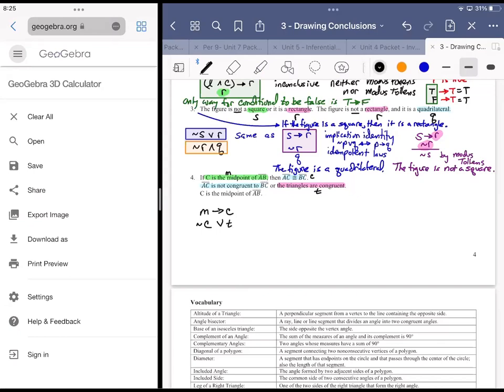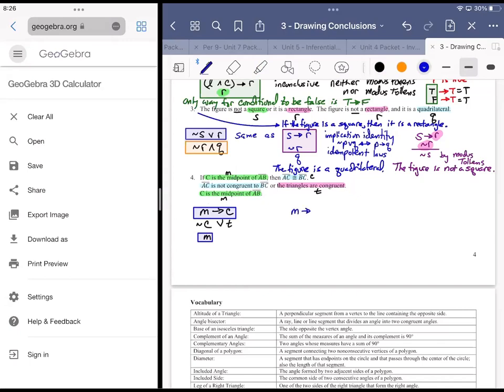But then they say C is the midpoint of AB. That's an affirmation of our initial premise, which we called M. So I can actually take these two statements, sentences, and combine them, evaluate them against each other.